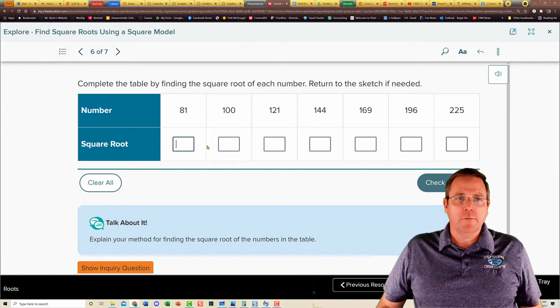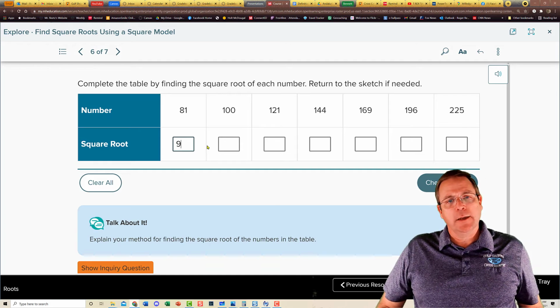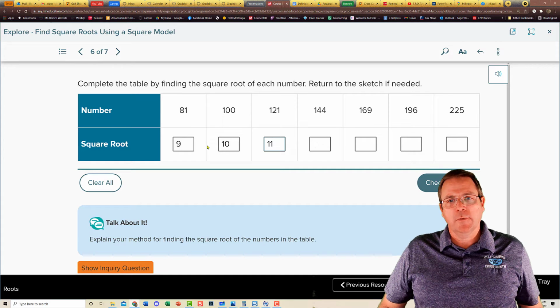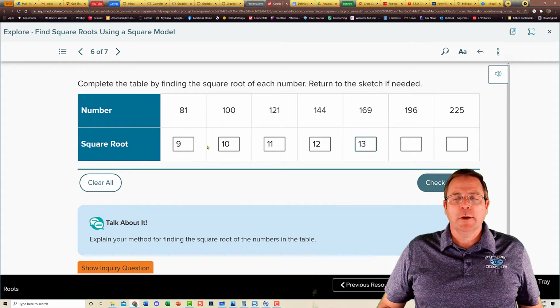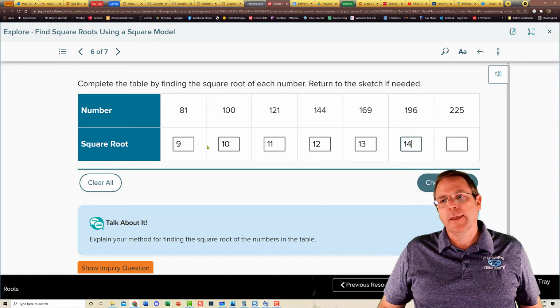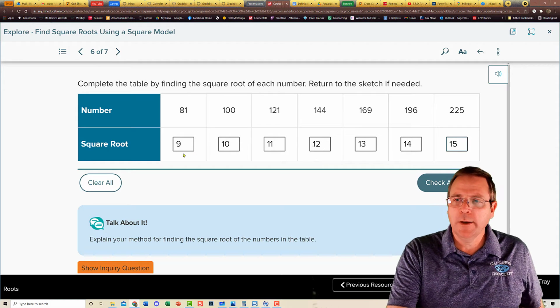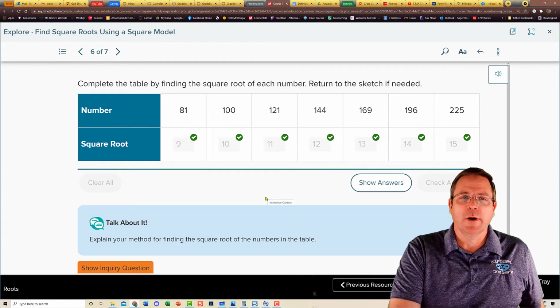Oh, the square root of 81 is 9, because 9 times 9 is 81. 100 is 10. 10 times 10 is 100. 11 times 11, that's 121. 12 times 12, that's 144. 13 times 13 is 169. 14 times 14, I really didn't know that one off the top of my head, but that's going to be 196. And 15 times 15, that's going to give us 225.